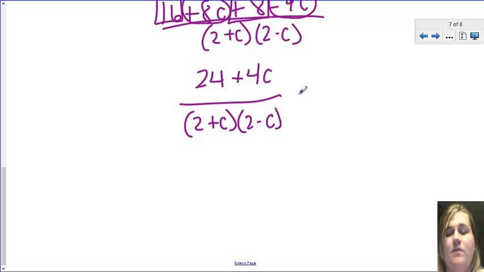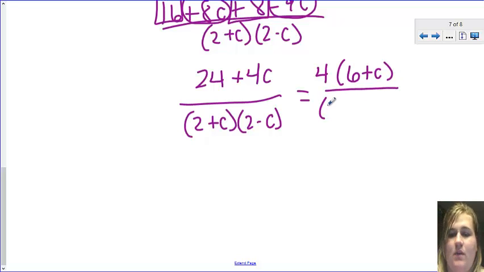I can factor out a 4 from both of these. If I take out a 4, I'm left with 6 plus c over my denominator of 2 plus c times 2 minus c. And that is her time. Simplified final answer.